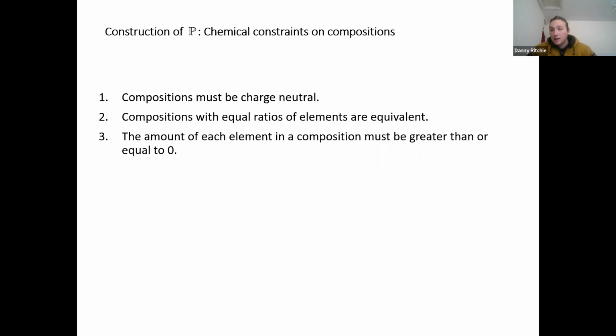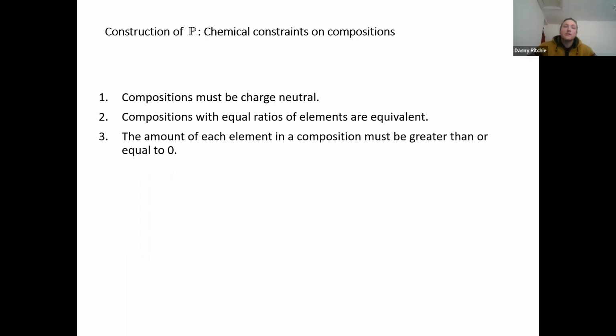So before we get into that, I need to go through my construction of P, which is my mathematical representation for chemically feasible compositions. First of all, we need to talk about what it means for a composition to be chemically feasible. And there's basically 3 rules.